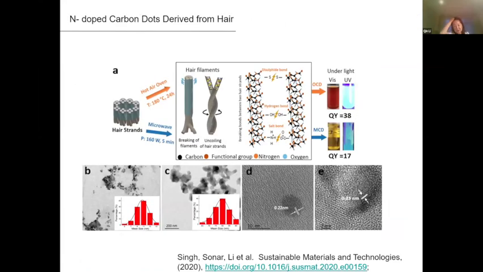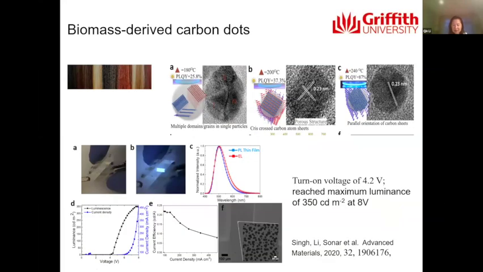The example I wanted to show you is a study done by the student Amandeep Singh. He used hair to make the carbon dots, and we applied oven heating and microwave heating, these two methods, to make the carbon dots, and they worked really well, and they came out as nitrogen-doped carbon dots. And so we made an OLED, using the carbon dots as the emitting layer in the OLED structure, published in Advanced Materials.